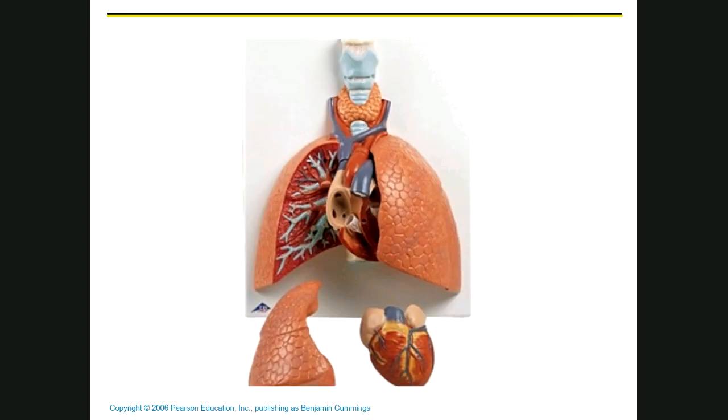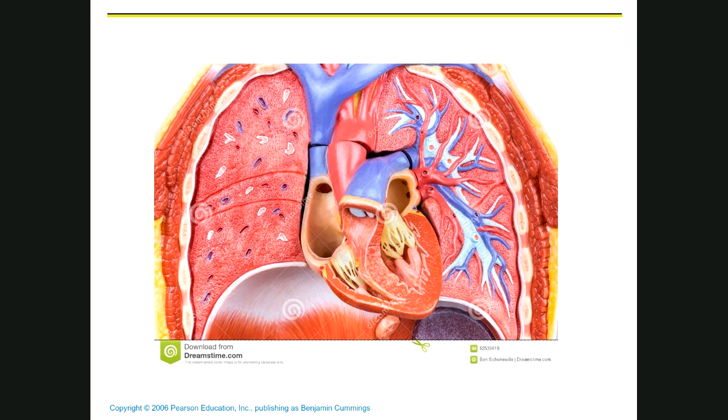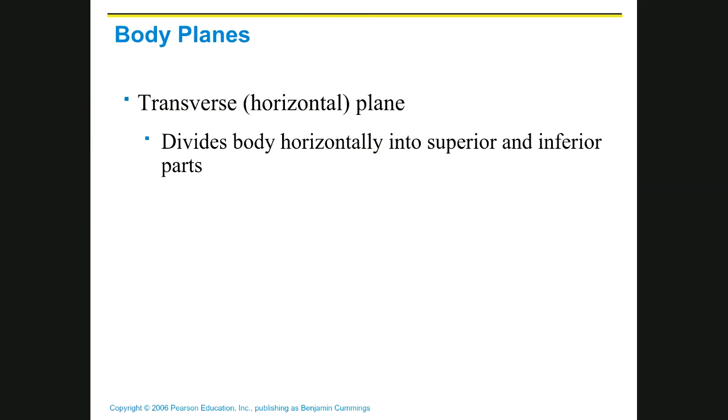And then there's one other way, or here's a frontal one. There's one other way that we can cut too. But look, here's our front and here's our back. That's a frontal section. Okay. And then the last way that you can cut gives you a top and a bottom. It gives you a superior and an inferior. And this is called a transverse or horizontal section.